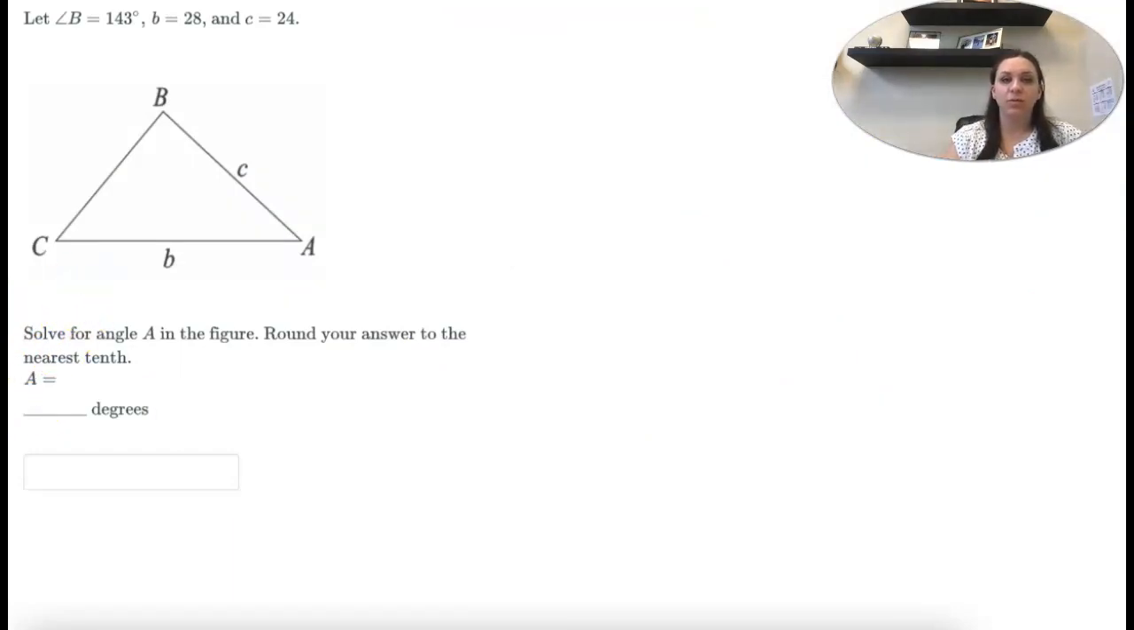So let's do one more. This one's a fill in the blank where we're solving for an angle. So I know angle B is 143, side B is 28, and side C is 24. And we want to find angle A.